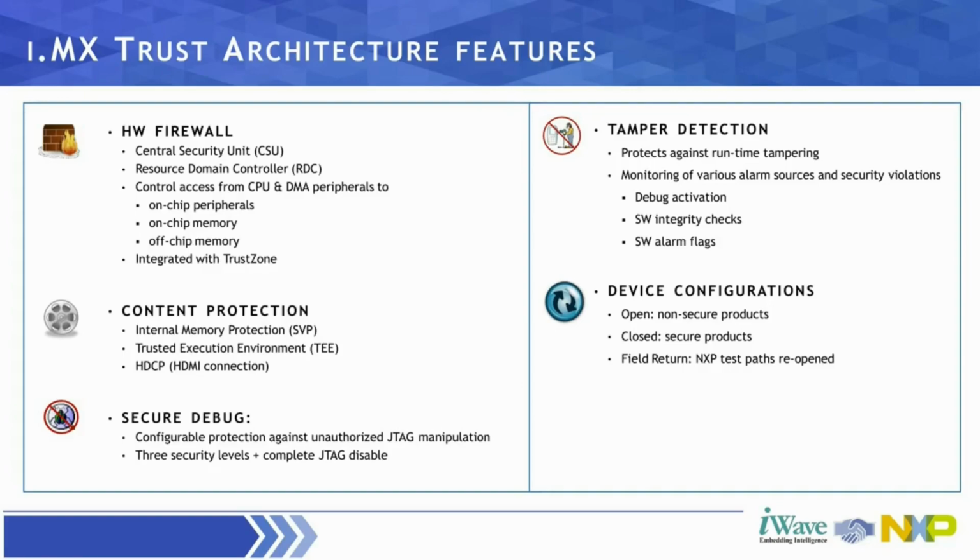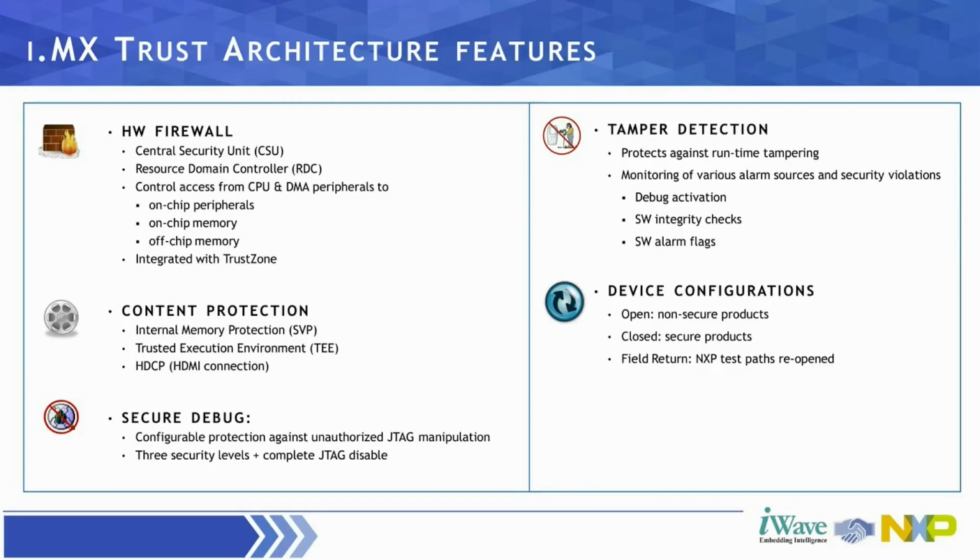Secure debug. JTAG can be a way to get access to the code and to manipulate the code. So we do have features that disable the JTAG or restrict access to JTAG with a password or a certificate-based negotiation. I talked about the tamper detection. So it's both monitoring alarms of security violations for integrity checks and alarms.